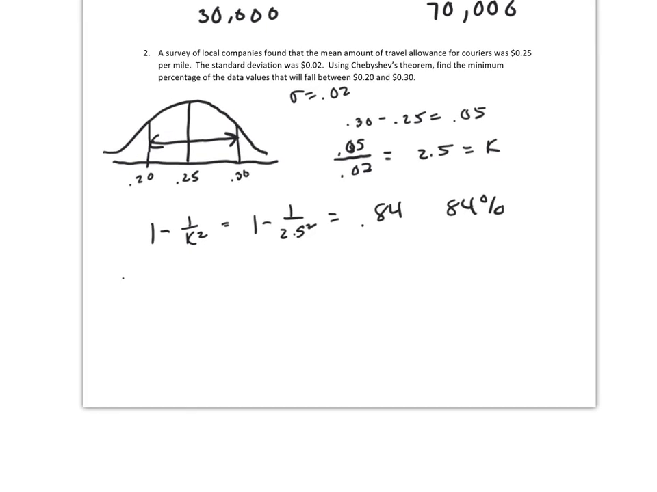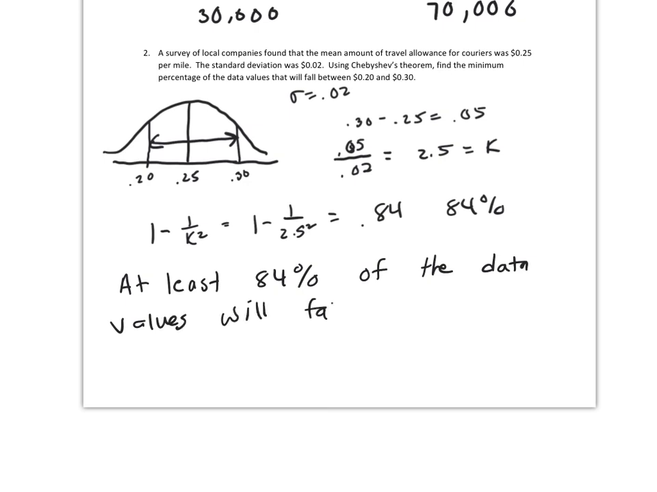So at least 84% of the data values will fall between 0.20 and 0.30.